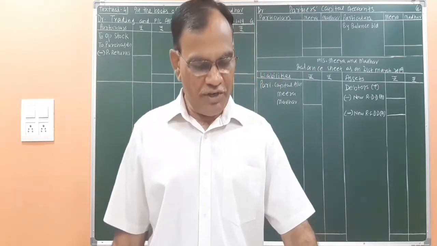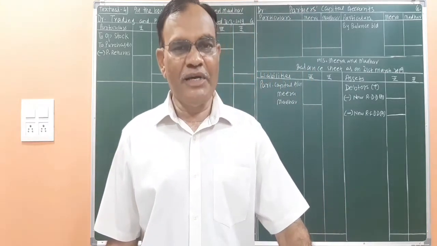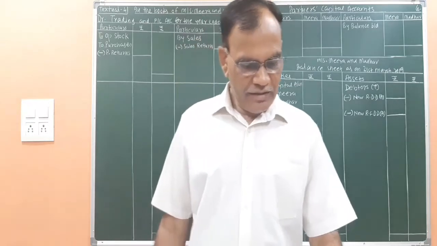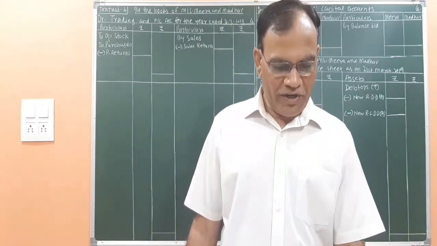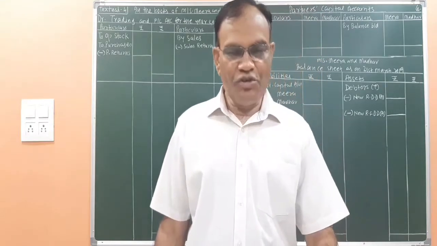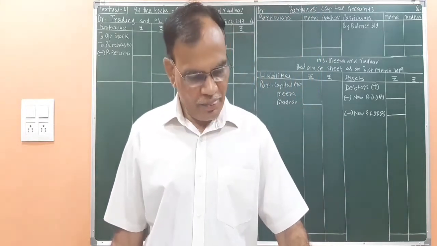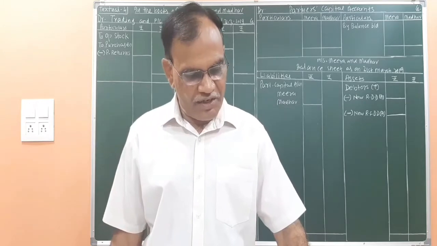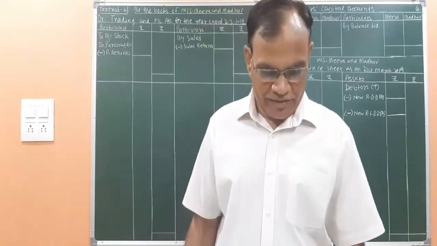Export duty, profit and loss debit side. Advertisement, profit and loss debit side. Printing and stationery, profit and loss debit. Drawings, capital account debit side. Leasehold premises, assets. Cash at bank, assets. Furniture, assets. So that is the debit side items.